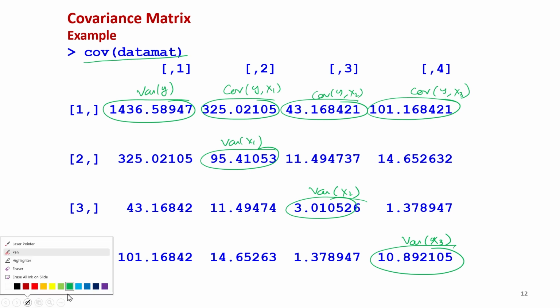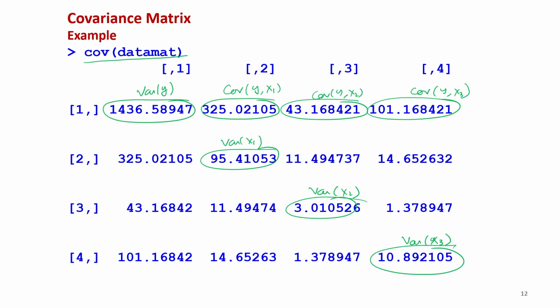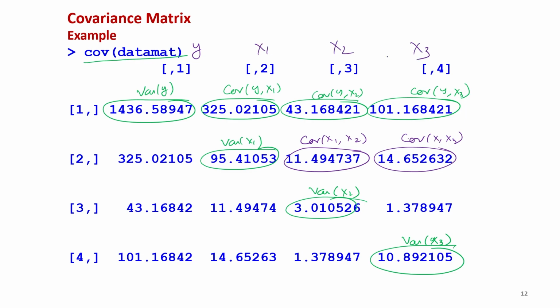Similarly, if you go to the second row, because this is a symmetric matrix, the value in the third column and second row is the covariance between x1 and x2, and then you have the element covariance between x1 and x3, right. The best thing is to write down y, x1, x2 and x3, so that it becomes easier for you to understand, right. And similarly, what is this value here?